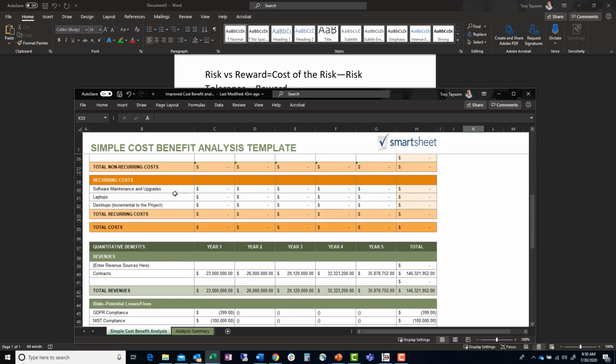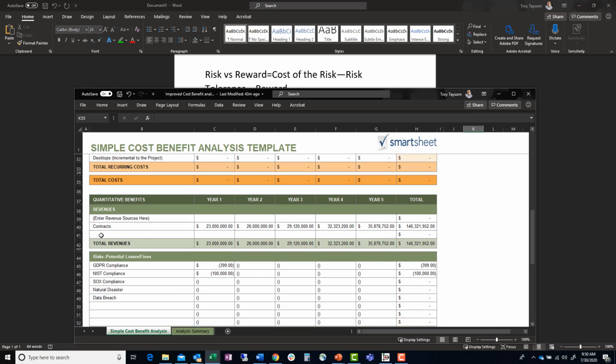And then you have reoccurring costs, right? Maintenance and upgrades on software, laptops. I had that up there. Sorry, desktops. So these are reoccurring costs. These are going to be happening a lot.